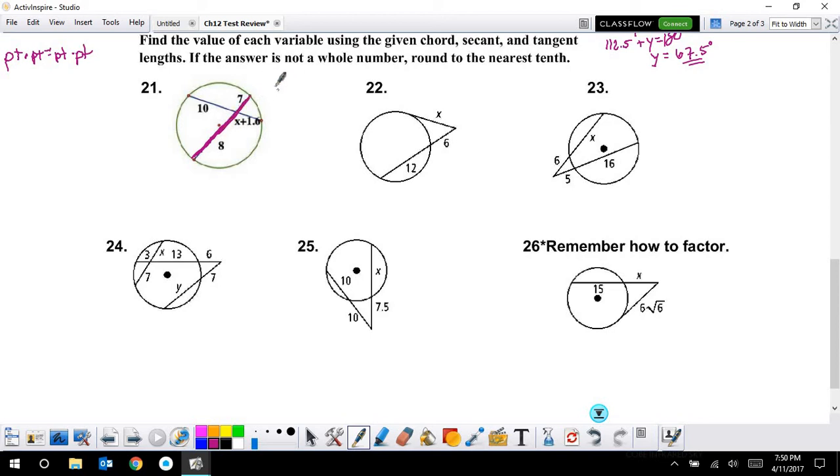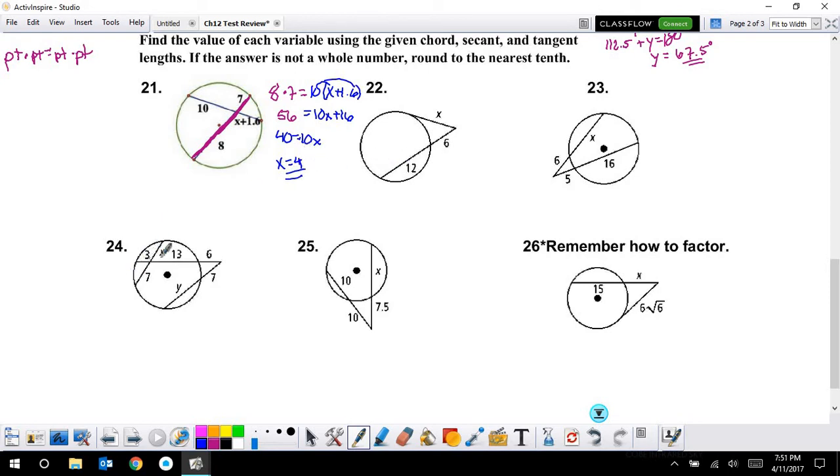So in the case of 21, we've got 8 times 7 has to equal 10 times x plus 1.6. So when you go to distribute, I've got 10x plus 16. And then you've got 8 times 7 is 56. So when you go to subtract 16 from both sides, you get 40 equals 10x. So that x value is just 4.